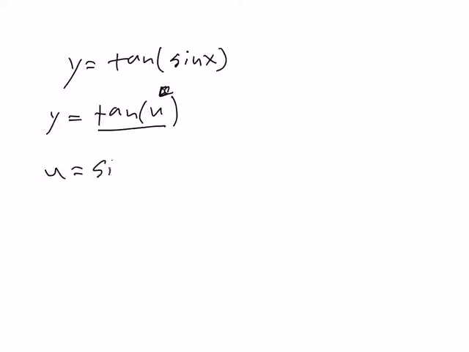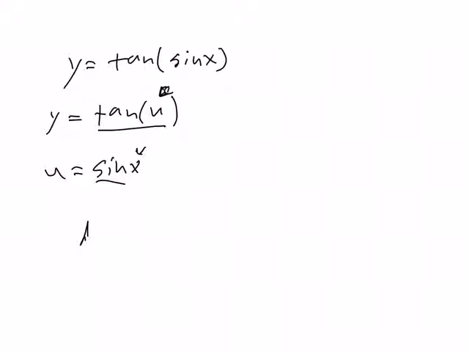And now u is going to be sine of x. Again, just a single function, one variable. It's not a function inside a function, right? Sine of x squared, this is a function, and then you have another function that it's inside of. So we're trying to avoid those types of situations. We just want a single, simple function.